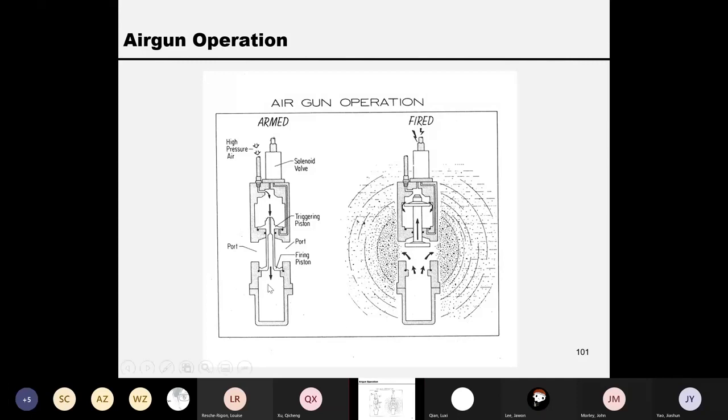Now this is how the air gun operates. This is the chamber, and the air goes down from here. So you have a high pressure, and then you pull up the door here, and your air goes into the water and generates a bigger bubble. So it's a perfect point source in the middle of the water.